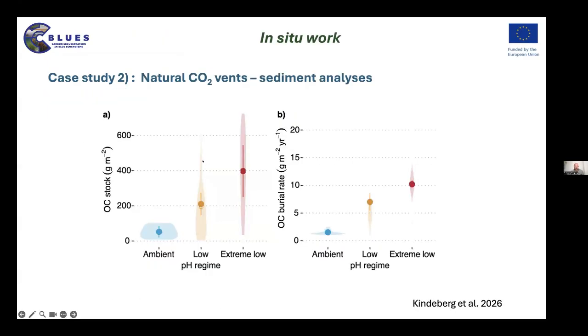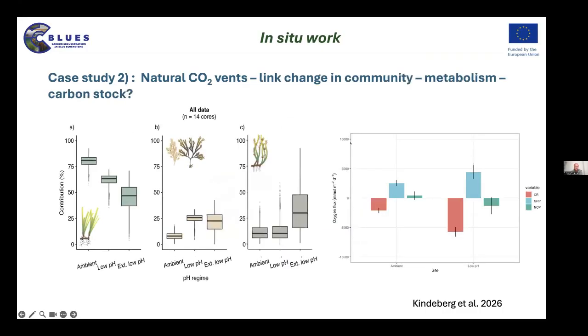What we observed for the sediment is that there was a very clear trend with increasing organic carbon stocks in the sediment when we decrease the pH, going from ambient pH, to low pH, so a pH of about 7.8, to extreme low, so a pH of about 7. We have this pretty clear increase in organic carbon stock. And the same thing with the organic carbon burial rate, which increases a lot when we decrease the pH. So some very clean results.